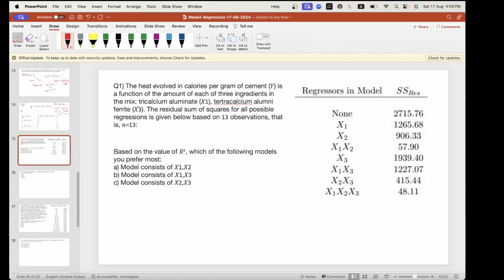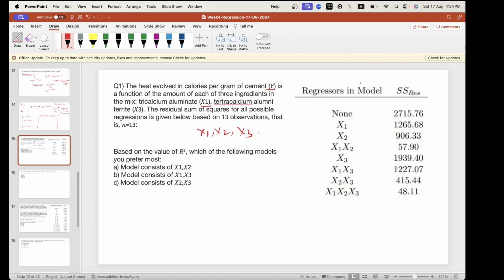Okay, so here we have 1 gram of cement, heat evolved in calories. This is my y, and it's a function of 3 ingredients. These are the names x1, x2 and x3. In total we have 3, x1, x2 and x3. So based on the value of r square, which of the following models would you prefer most?